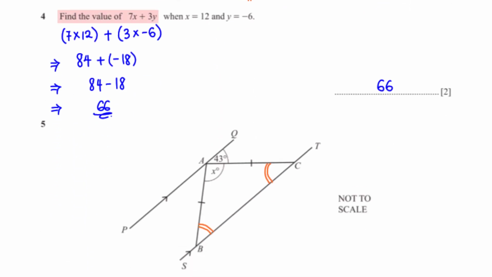Find the value of 7x plus 3y when x equals 12 and y equals negative 6. So all we need to do is to substitute the values for the letters into 7x plus 3y, and that gives us 7 times 12 plus 3 times negative 6. You can actually go ahead and type this directly into your calculator and you get your final answer as 66.